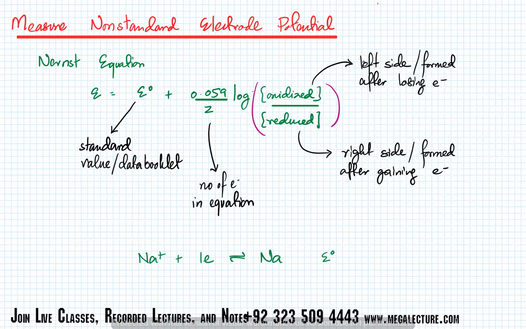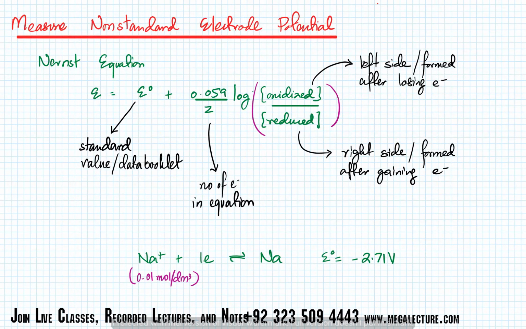The E naught, the data booklet value for this one was minus 2.71 volts. What you're going to do is change the concentration, so now you're under non-standard conditions. So the Na+ concentration, let's say, is very low, 0.01 mole per dm cube. Under standard conditions, Na+ should have been 1 mole per dm cube.